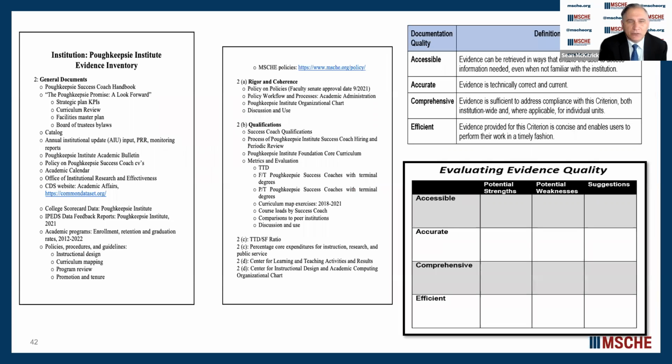Here's the information in total, and we just want you to look at the labels. Just talk about labeling at this point. What are some strengths and weaknesses that could exist with regard to the items listed for Poughkeepsie Institute?